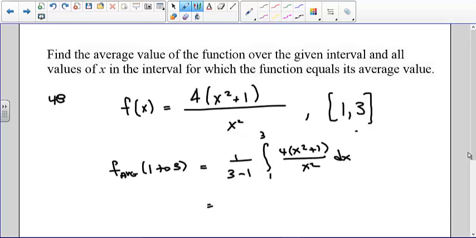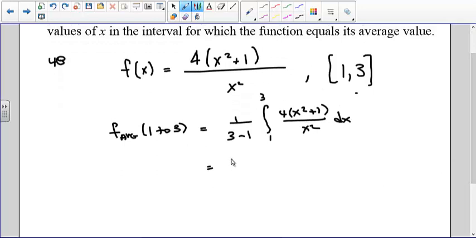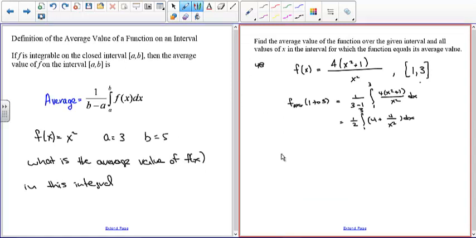Now I'm going to make the problem easier. Instead of using the quotient rule, I'm going to use my experience in solving these problems, and create two terms. So 4x squared divided by x squared is going to be 4, and the second term is just going to be 4 over x squared. And that's going to be a lot easier to solve. So we got 1/2 the integral from 1 to 3 of 4. I have to rewrite this as x to the minus 2 power.